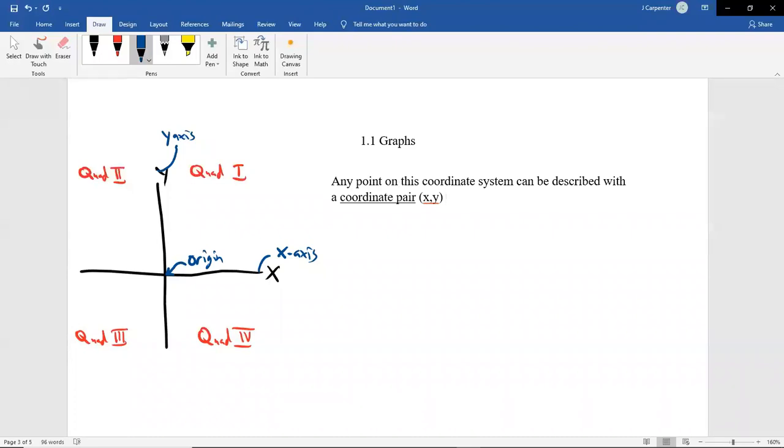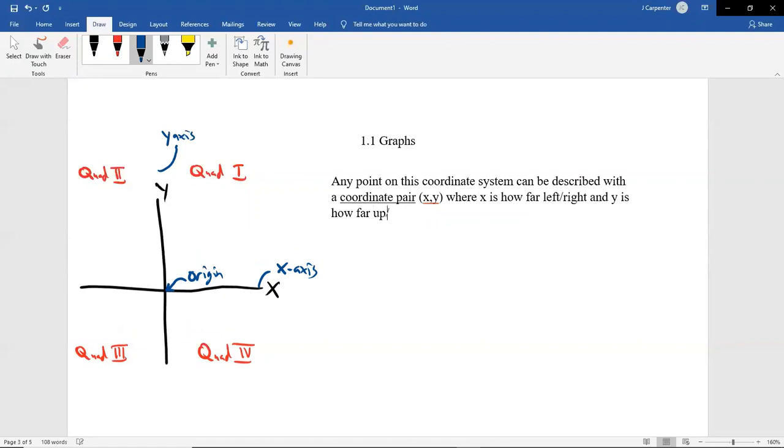It kind of looks like interval notation, and here's the unfortunate side of things. It's not interval notation. This has absolutely nothing to do with interval notation, in fact. This is just a number that tells you how far to go left and how far to go right. So your x is how far left or right, y is how far up or down.